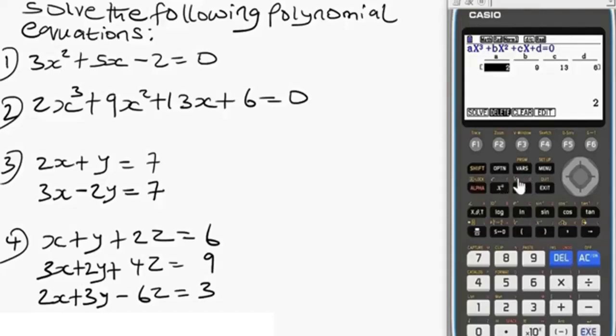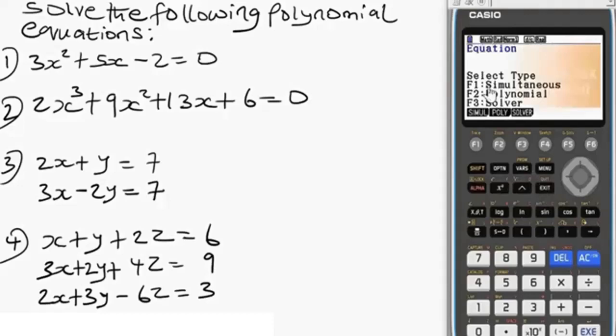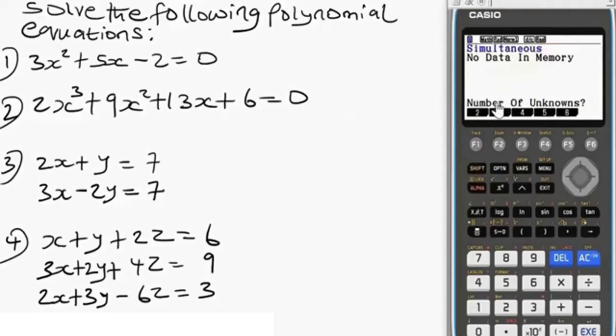So for question 3, let's press exit. Then we press F1 for simultaneous polynomial equation. Press F1. Now we are asked to choose the number of unknowns. So this question 3 is a system of equations with 2 unknowns or 2 variables, x and y. So we're going to go for F1 here for 2 variables.